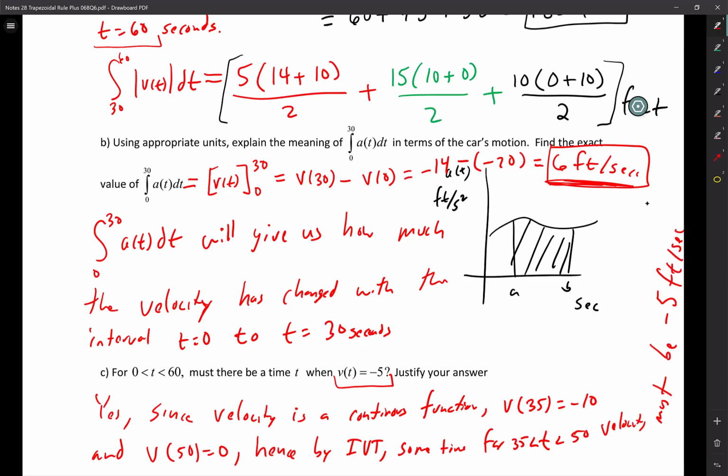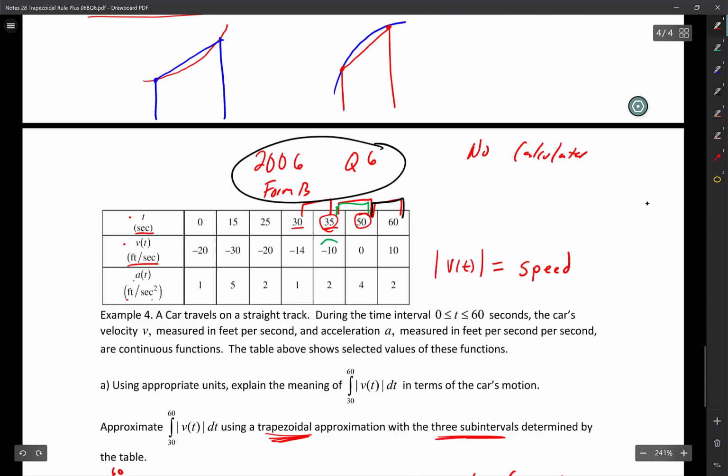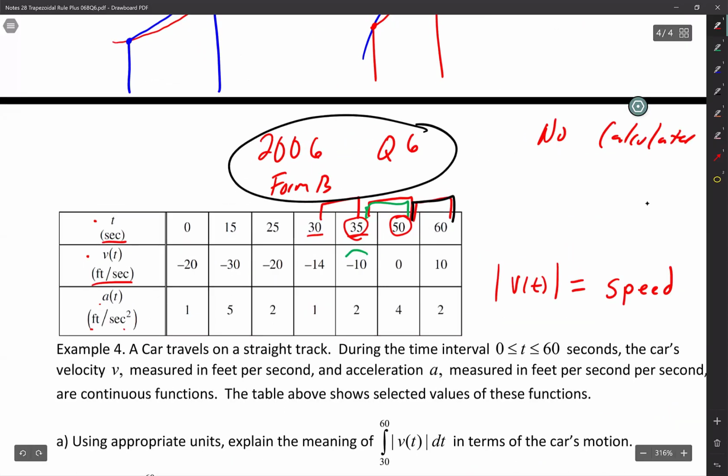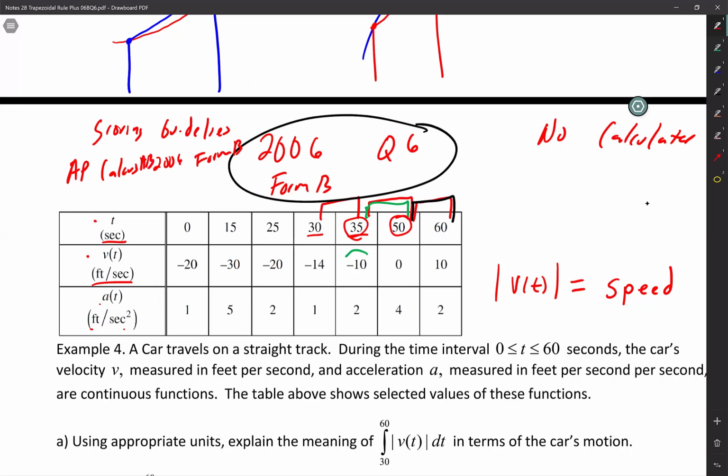Sorry I didn't give you guys enough space there. All right. Someone do me a favor, open up a tab and Google scoring guidelines, AP Calculus AB 2006 Form B. And then go all the way to question 6 and share your screen with us.